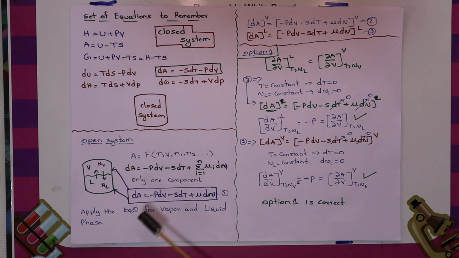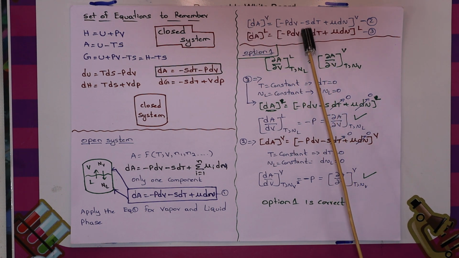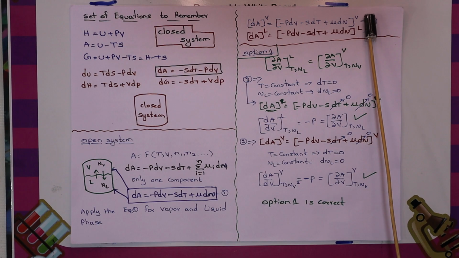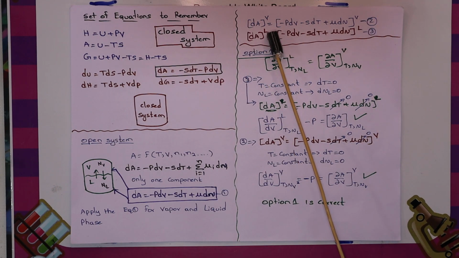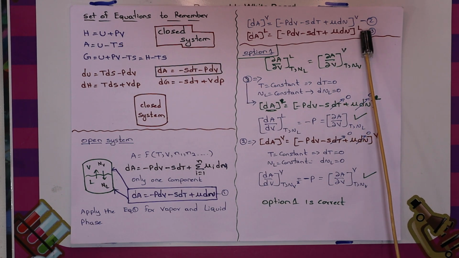So let us apply this equation 1 to the vapor and liquid phases. I have taken the notation V for the vapor and L for the liquid. Then dA for the vapor is minus PdV minus SdT plus mu dN for the vapor phase, and dA for the liquid phase is minus PdV minus SdT plus mu dN in the liquid phase.